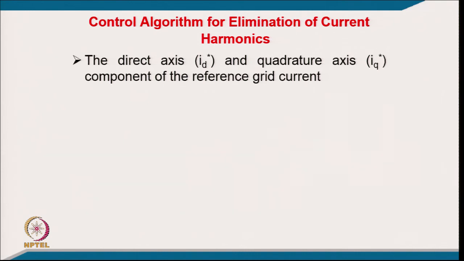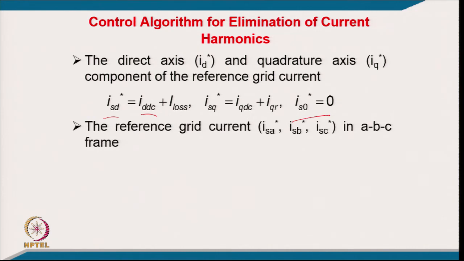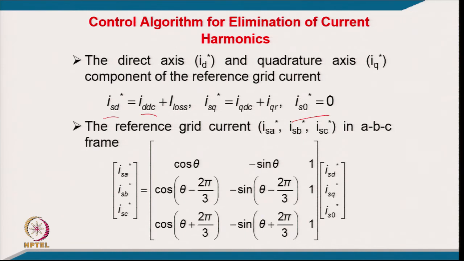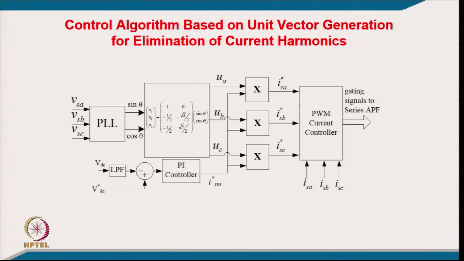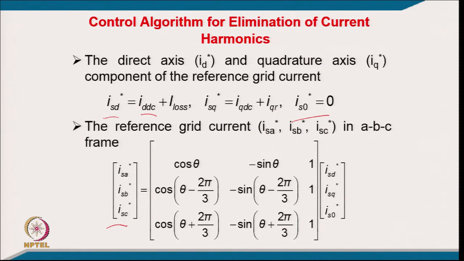So, the direct axis and quadrature axis current components of the reference grid current are now: ISD star equals IDDC from the load part plus the PI controller output, and ISQ star is again from the load part plus the PI controller output, and the zero sequence will be 0 in that case. And now the 3 phase reference grid currents in the ABC reference frame are taken from the dq0 to abc reverse Park transformation, to get the reference grid currents ISA star, ISB star, ISC star. And that is typically the control of the series active filter for eliminating the harmonics in a voltage fed kind of load.